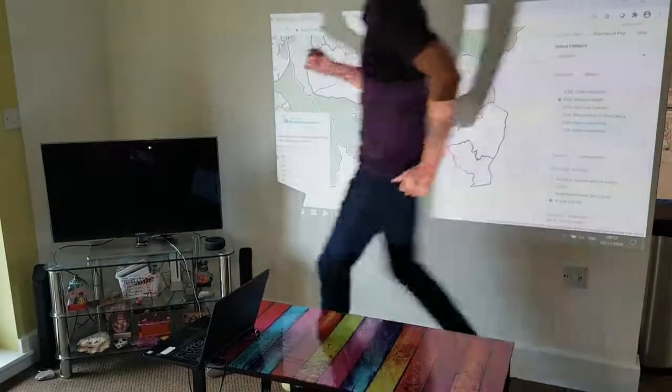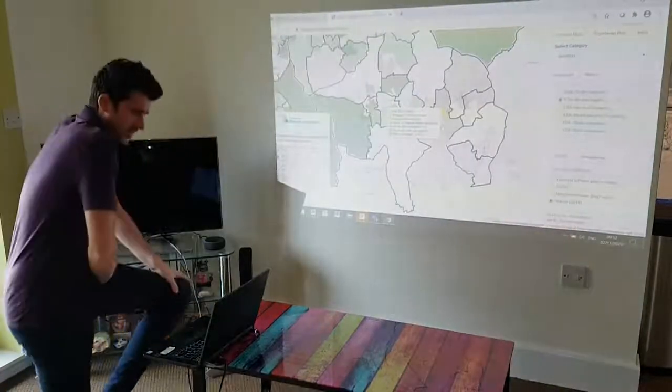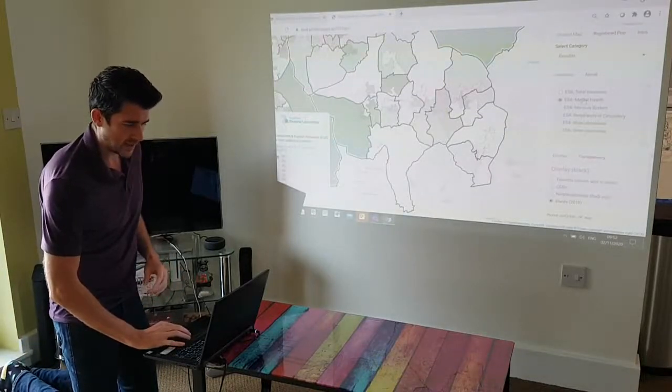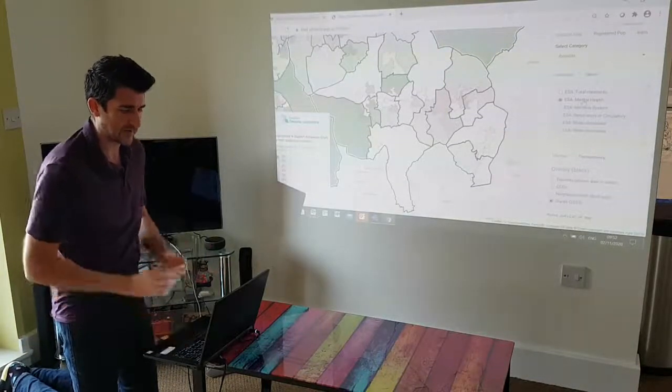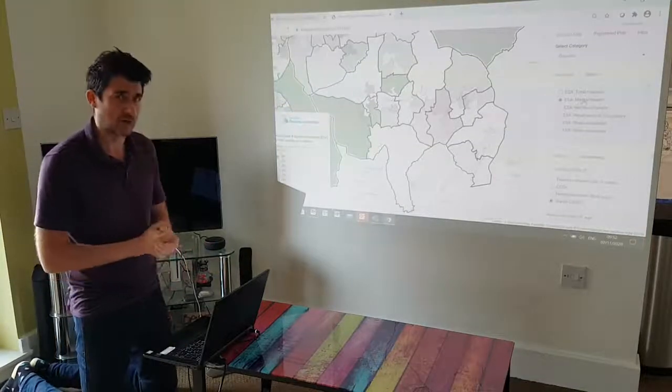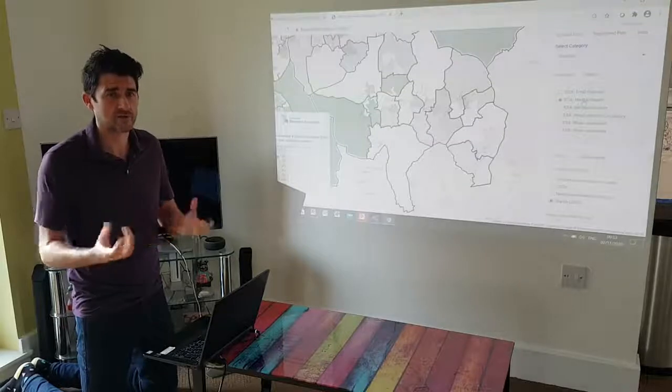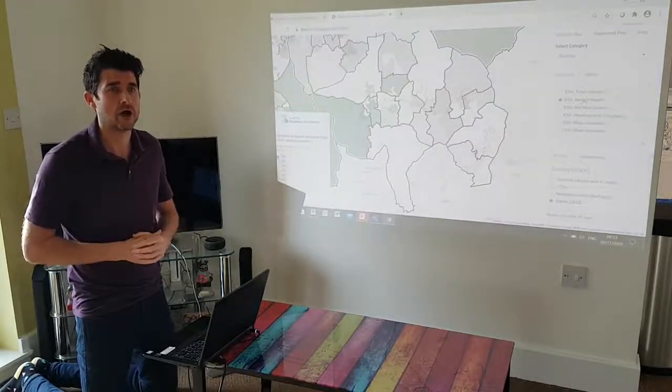So in this example, I've picked benefits as my category, and then people claiming employment support allowance for reasons of mental well-being. As we know, with the times we're going through right now, a couple of those things, mental well-being and loss of employment, are biggies.